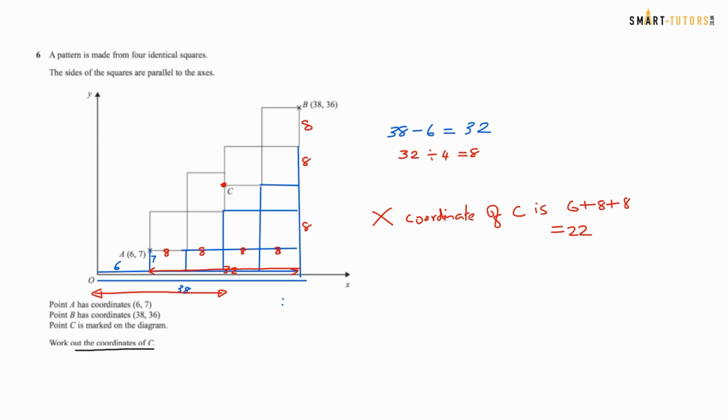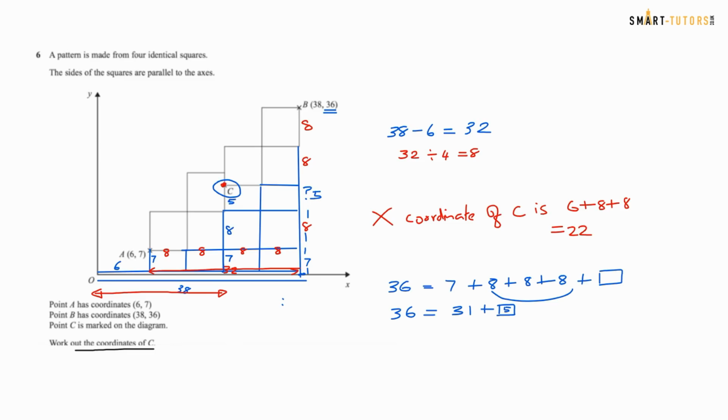And now we need to find out the Y coordinate. Y coordinate, we know this is going to be a 7. So this length from the origin, from the X axis, is 7. And the height here is 8. Then 8 and 8. We need to find out what this length is. So the total y coordinate 36 is from here to here. So 36 is made of 7 plus 8 plus 8 plus 8 plus something. So we can find out that 3 times 8 is 24. 24 plus 7 is 31. So 31 plus something is 36. From there we can find out that it is 5. So this length has to be 5.